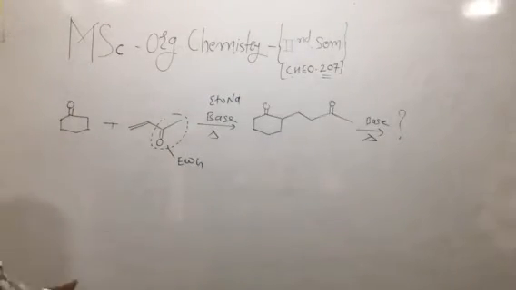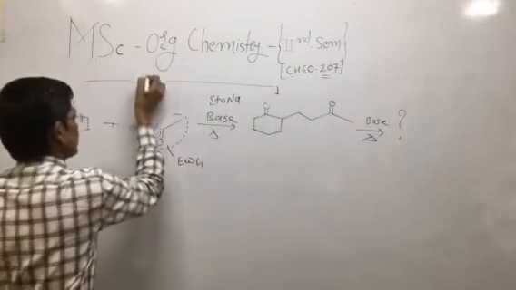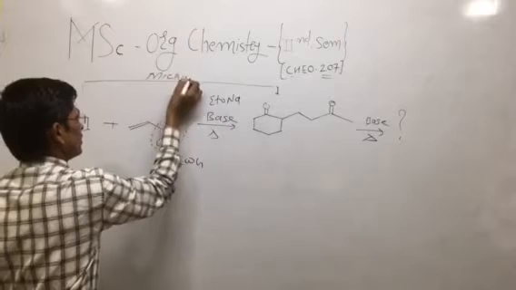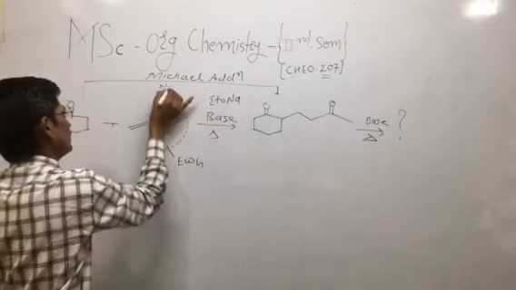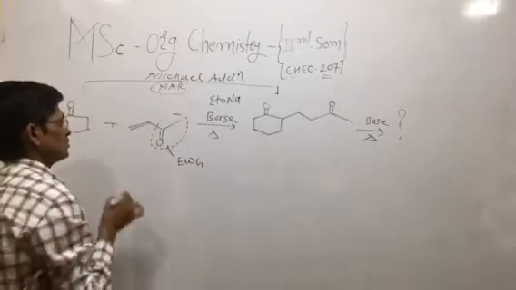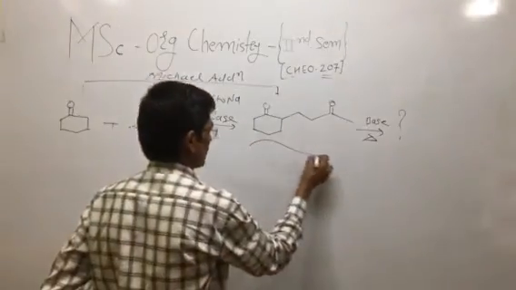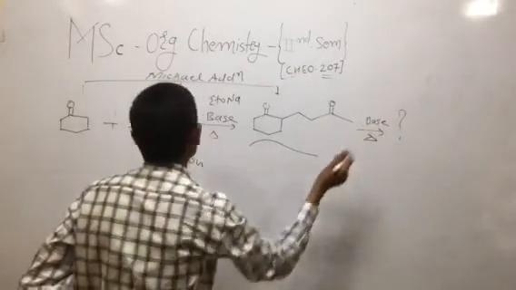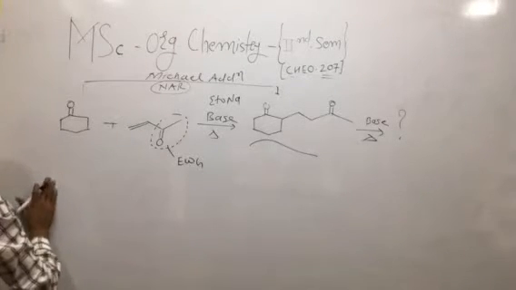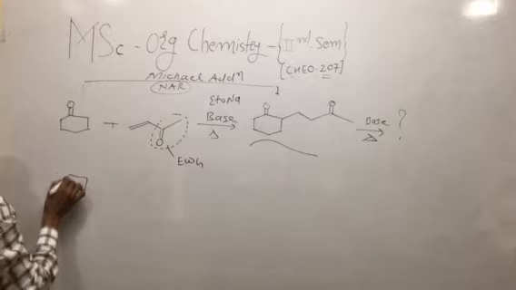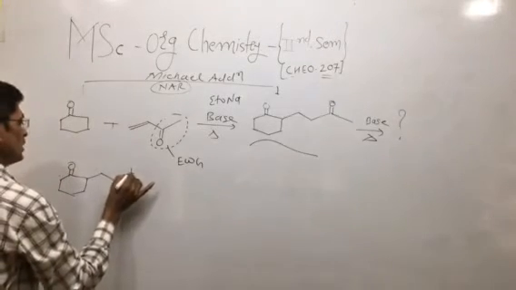If you have to go from this to this, this is called the Michael addition reaction. So this is the Michael addition reaction, which is a type of nucleophilic addition reaction. If we have such a reactant in the presence of basic conditions, what happens? The starting reactant molecule is a dicarbonyl, you can say a bicarbonyl.